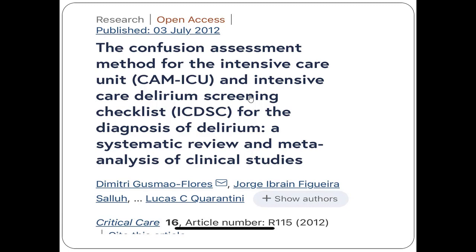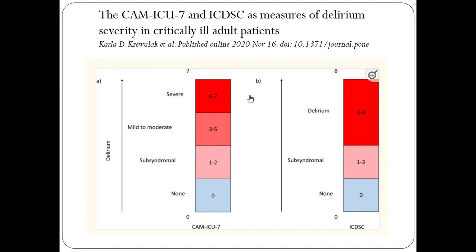I have found this article published in about 2012, on the confusion assessment and the ICDSC score for diagnosing delirium, and they were found to be very useful, highly sensitive and specific. They classify as per the CAM-ICU: if it is 0, no delirium. If 1 to 2, subsyndromal, very likely minimal possibility of delirium. 3 to 5, mild to moderate delirium. And if it is 6 to 7, it is severe delirium.